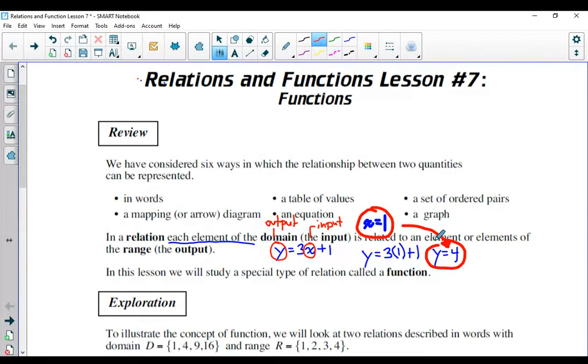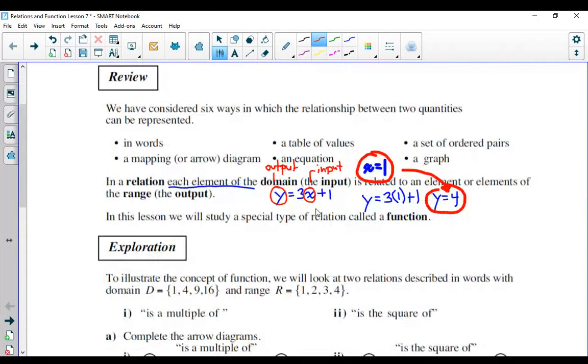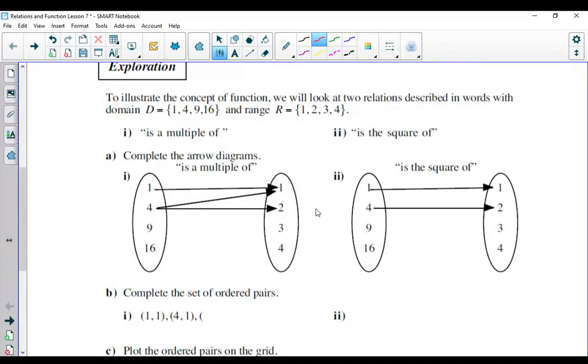Before we get into defining what a function is, we're going to go through this little exploration activity that kind of sets it up. To illustrate the concept of function, we will look at two relations described in words with a domain that has values of 1, 4, 9, 16, and a range with values 1, 2, 3, and 4. Now, the mapping diagram we're going to look at on the left-hand side is going to be in the format one number is a multiple of a different one. Okay, now this might seem kind of confusing in terms of what it's actually talking about here.